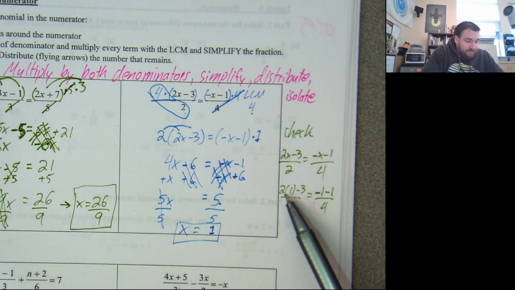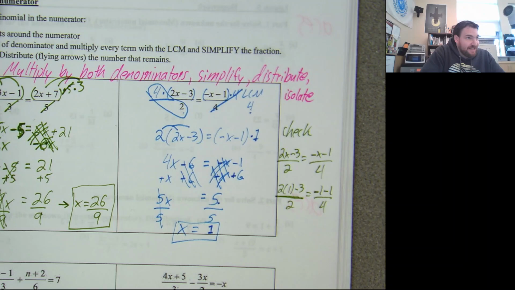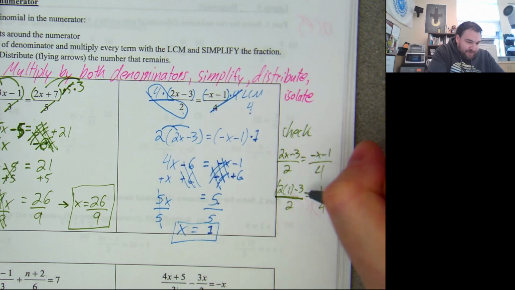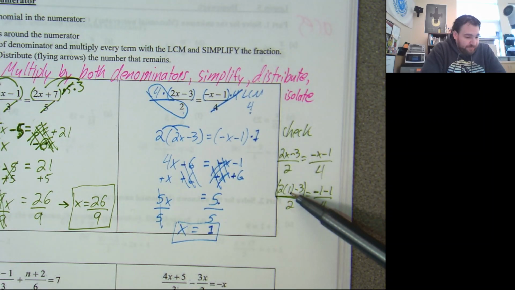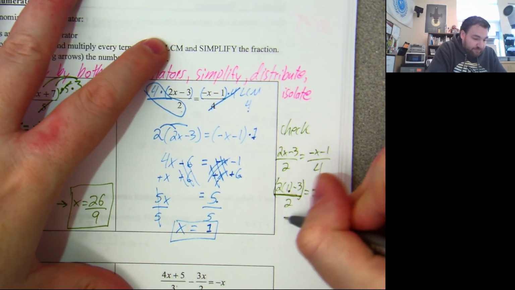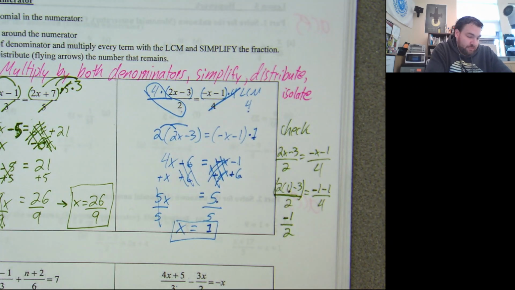BEDMAS says, well, and when we did these back with fractions a while ago now, you've got to treat that numerator like it's inside a set of brackets. That thing needs to get solved first. 2 times 1 is 2. 2 minus 3 is negative 1. So my left-hand side is going to become negative 1 over 2.